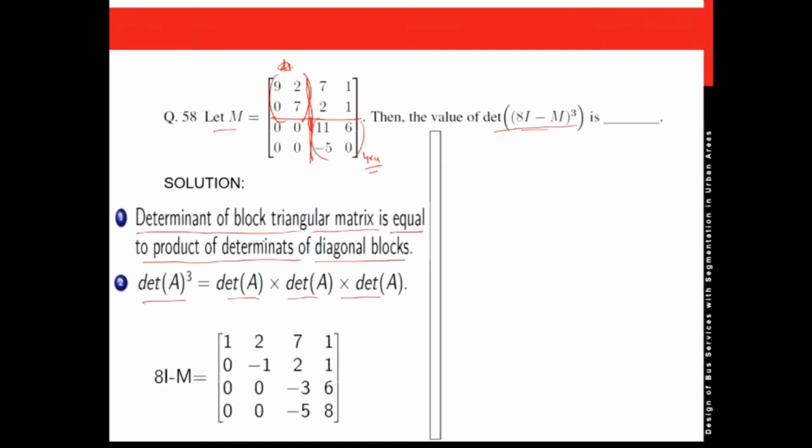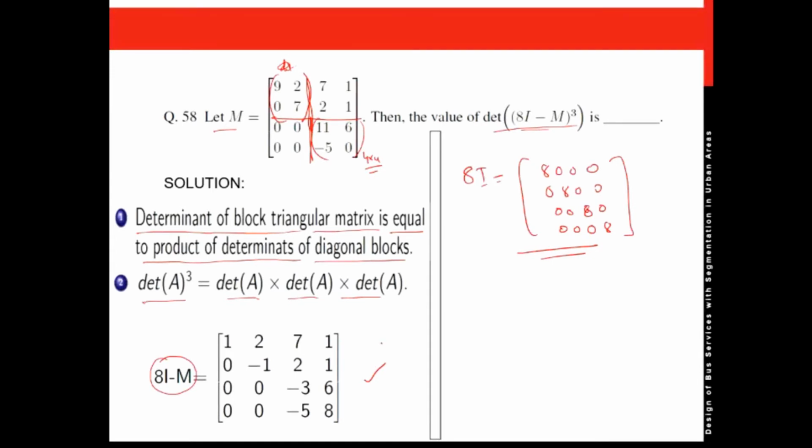So now I will write what 8I minus M is. If you calculate, 8I is like 8, 0, 0, 0, 0, 8, 0, 0, 0, 0, 8, 0, 0, 0, 0, 8. So this is 8I. If you subtract M from 8I, you will get this. You can check it out.